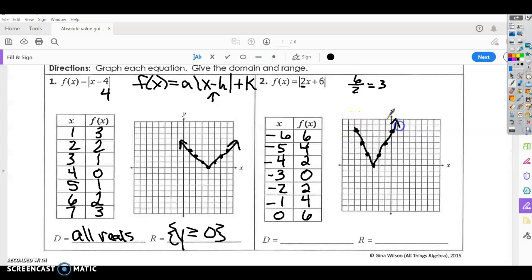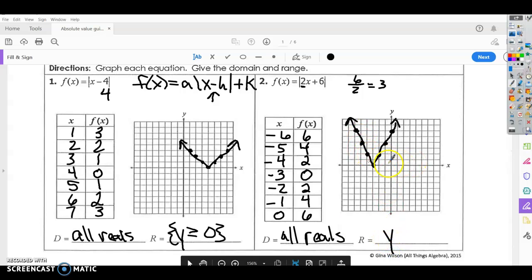The vertex is just shifted to a new location. And you can see the steepness of this. It's a little bit more narrow graph because the 2 here changes how wide or narrow the graph is. All right, domain again, all reals. And the range is going to be all y's greater than or equal to 0 again. All right, pause this if you need to. We're going to move on.